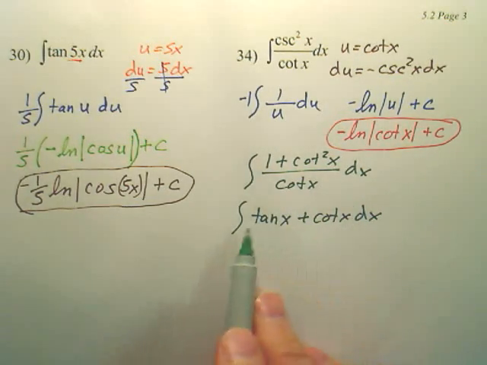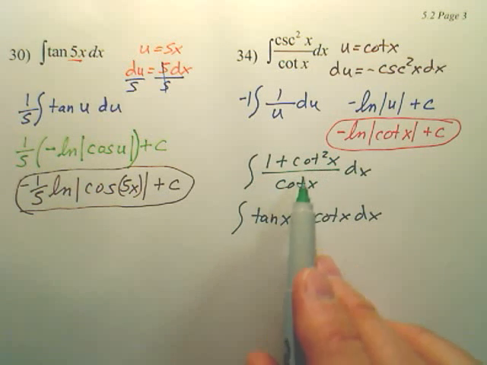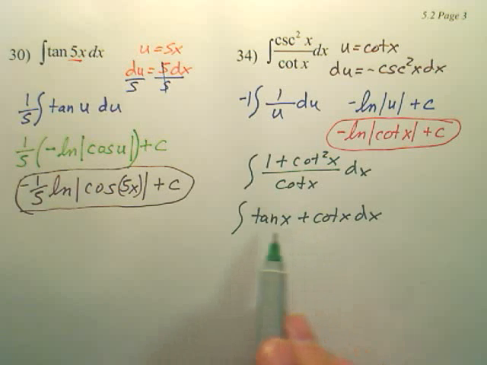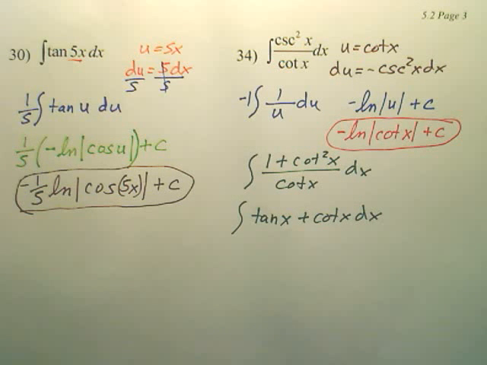You could also do it this way, because 1 over cotangent is tangent, and this would be just simple cotangent. And could you integrate both of these separately? I'm not going to do it, but that would give you the same answer. Lots of ways to do it when you get trig sometimes. There's multiple ways.